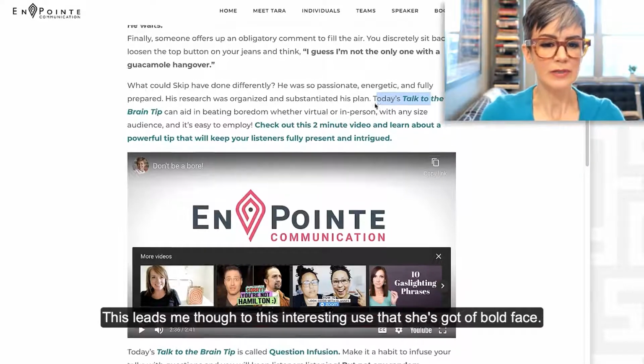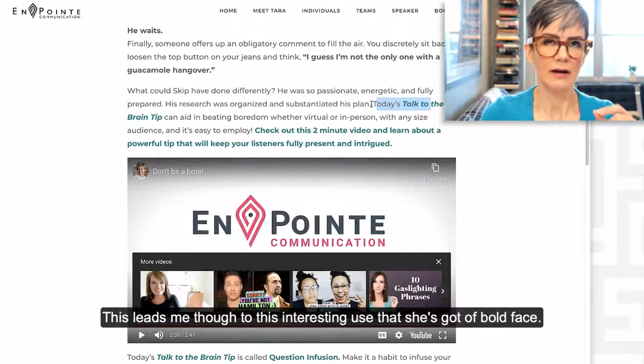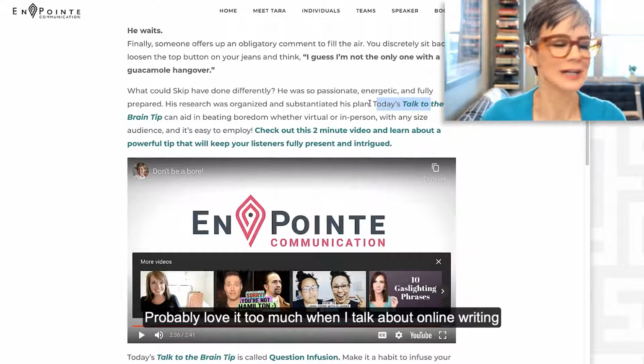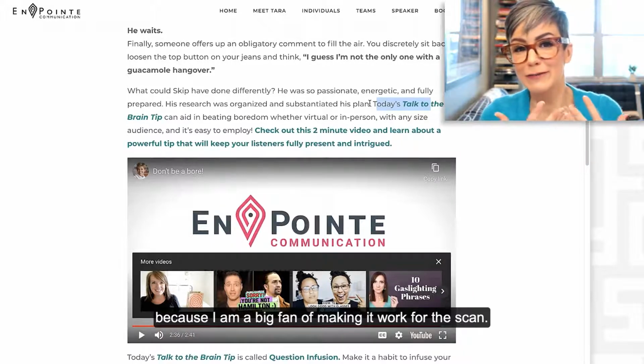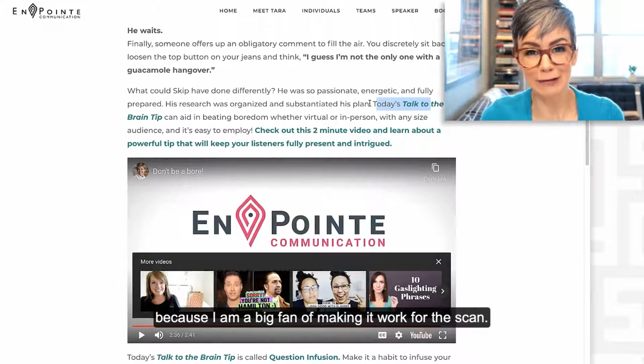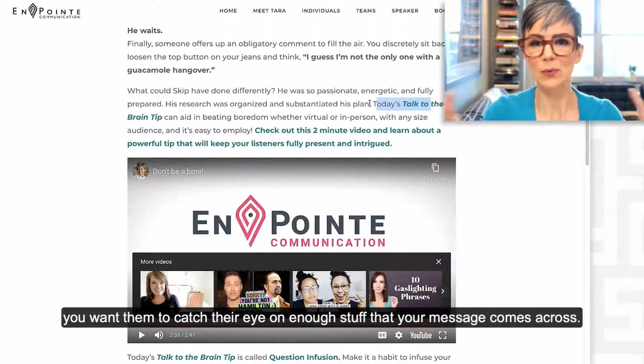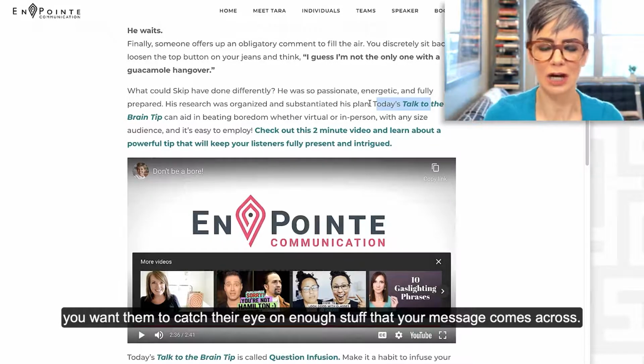This leads me, though, to this interesting use that she's got of boldface. Now, I typically love boldface. I probably love it too much when I talk about online writing because I am a big fan of making it work for the scan, right? You want somebody to scan through, and even if they don't read everything, you want them to catch their eye on enough stuff that your message comes across.